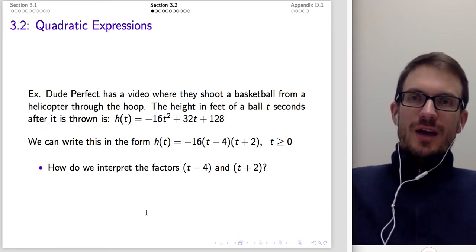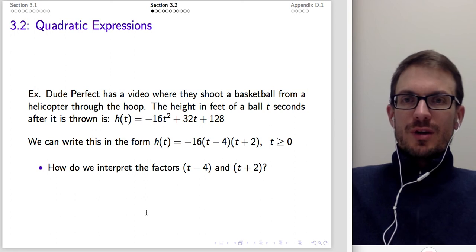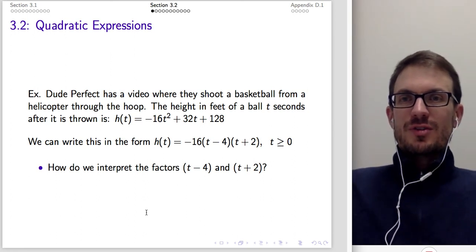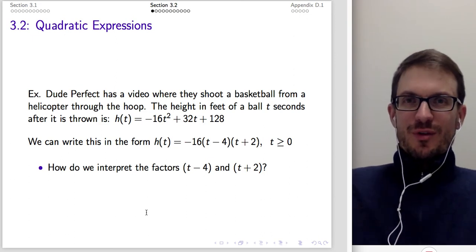Okay, so moving on to section 3.2. Now we're going to think a little bit more carefully about different forms of quadratic expressions. Remember I said we were going to talk about factored forms. Let's think about factored form.